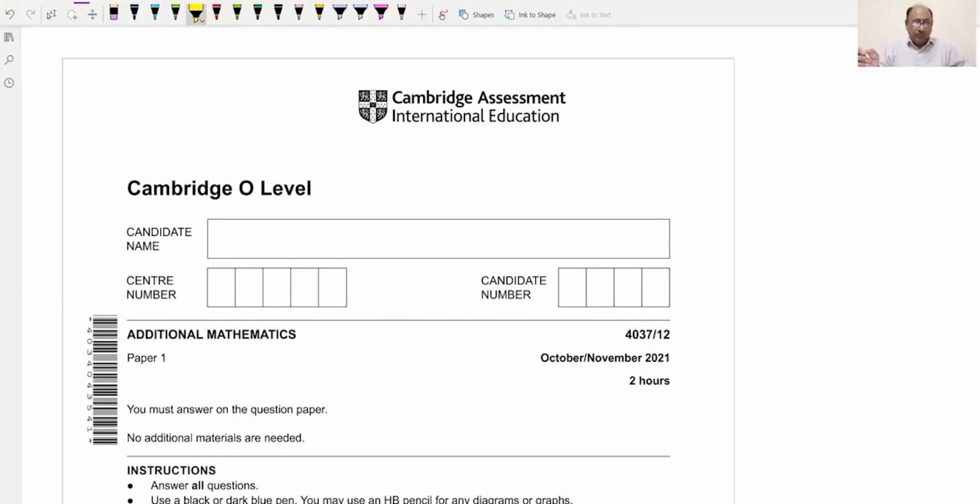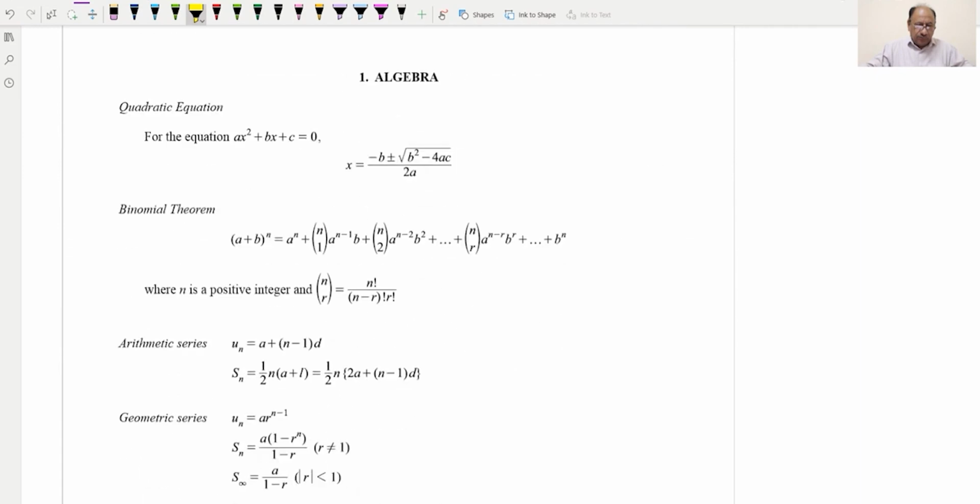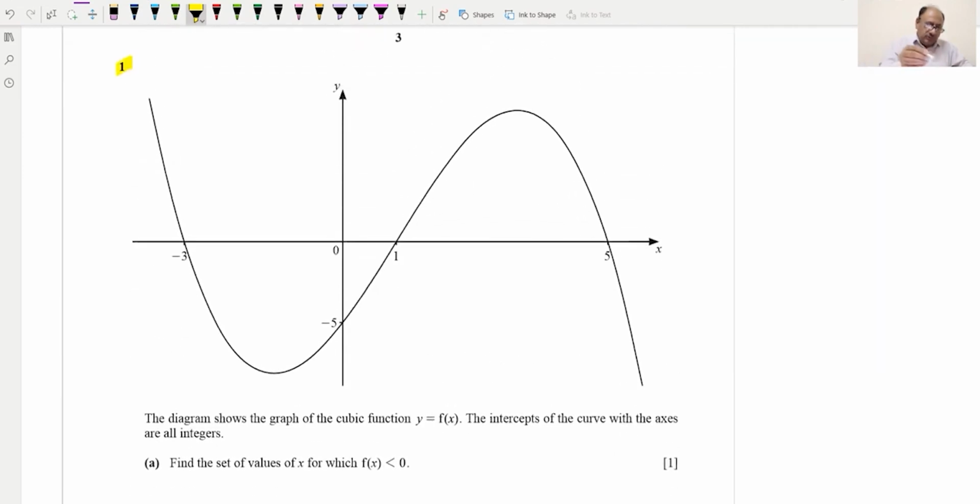Hello everyone. Today we'll be going through Cambridge O-Level Mathematics. This is Additional Mathematics Paper 1, 4037/1, October/November 2021. Let's move to question number 1. Formula sheet is provided and this is question number 1.